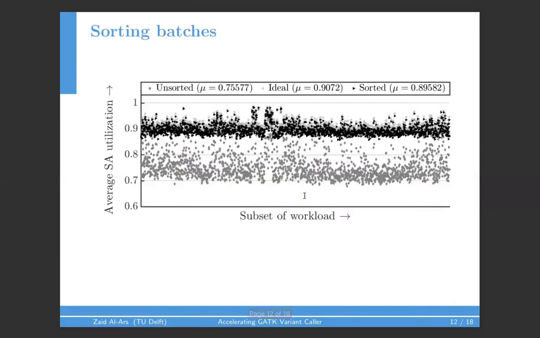To see the impact of this sorting approach on the average systolic array utilization, we perform an experiment with the unsorted sequences and the sorted sequences. We see that with the unsorted sequences, we achieve an average systolic array utilization of up to 76%, while for the sorted sequences, systolic array utilization of up to 90% can be achieved, which is very close to the ideal systolic array utilization of 91%.